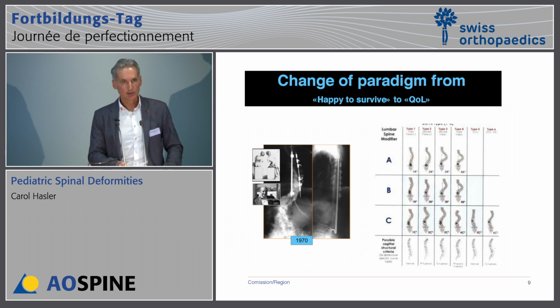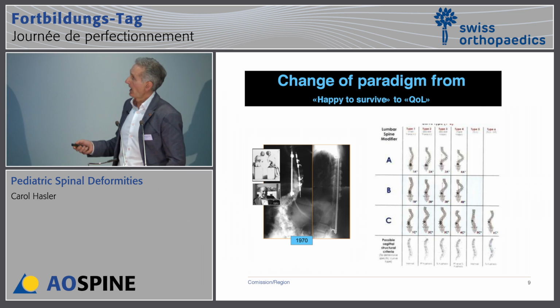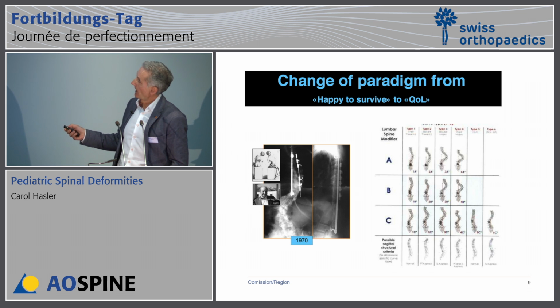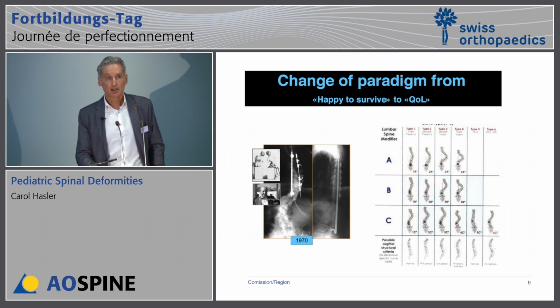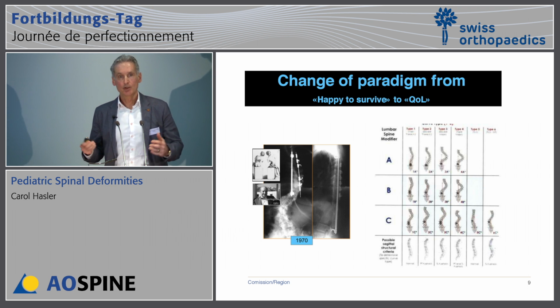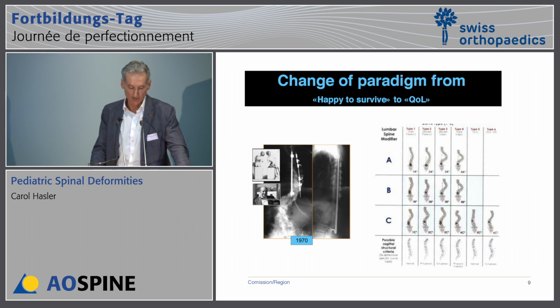Within the last 30 to 40 years, there has been a paradigm shift from Harrington's time in the late 60s and early 70s, where there was only a look at the coronal plane, to a three-dimensional understanding of the spinal deformity, and also patients who want to have a 3D correction of their spines and also of their shoulders and of their rib hump.